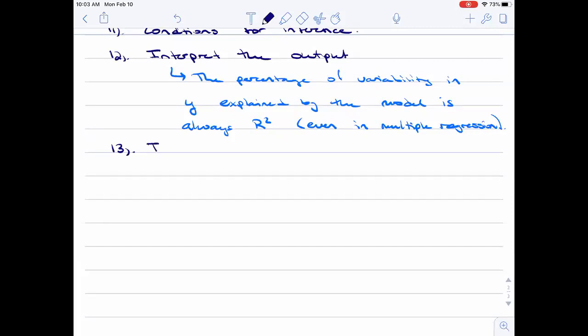Number 13 is again kind of vague: interpret the output. In this case, it might ask something like, should you remove this value? Should you remove this predictor? Or if I give you a model, would you keep all these predictors? Would you be able to get rid of one? If so, which one? That kind of thing. So just interpreting the output.